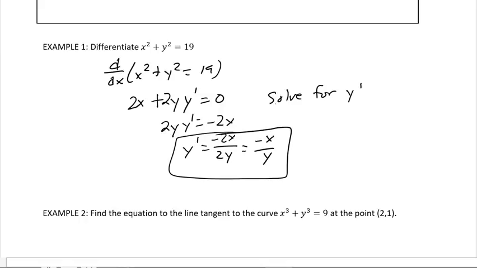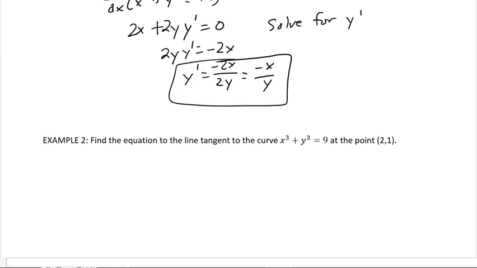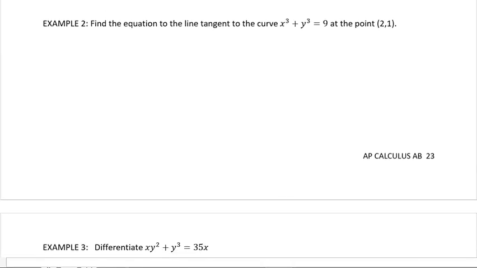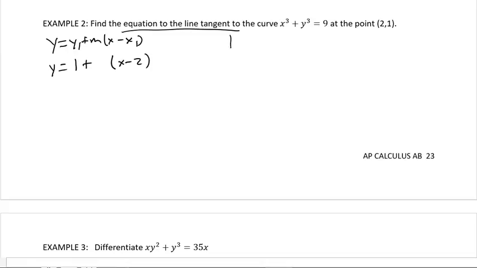Okay. Example 2. Find the equation of the line tangent to the curve x cubed plus y cubed equals 9 at the point (2, 1). So we want the equation of the tangent line. We're going to use y equals y1 plus m times x minus x1. And so I know that this is 1 plus, I don't know the slope yet, and I'm going to take the derivative because I know that the derivative finds me the slope.